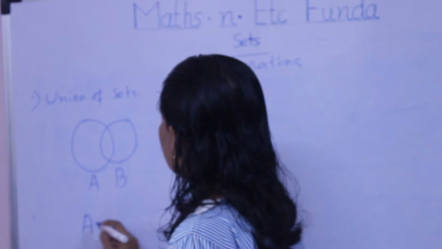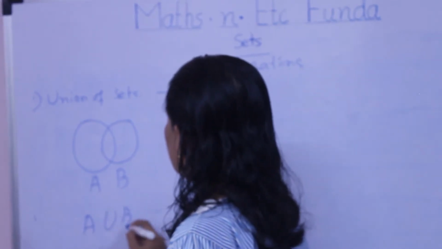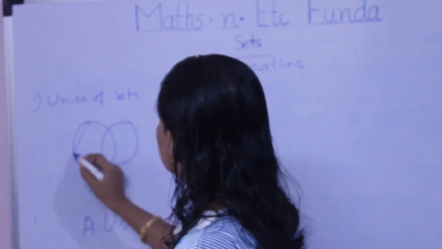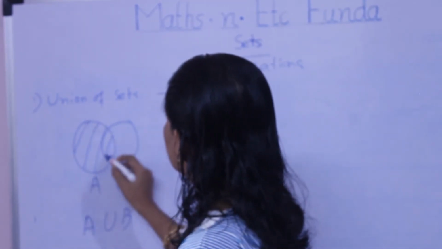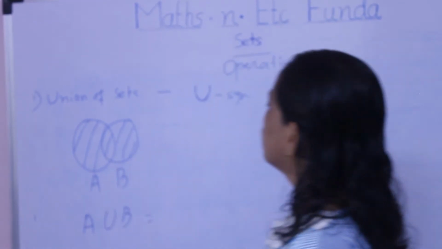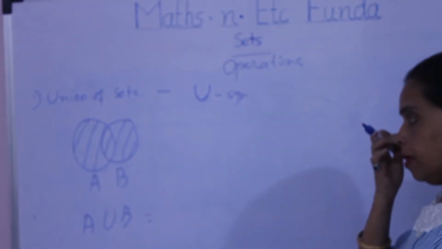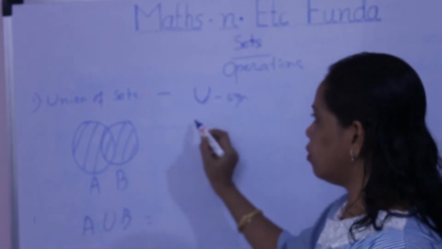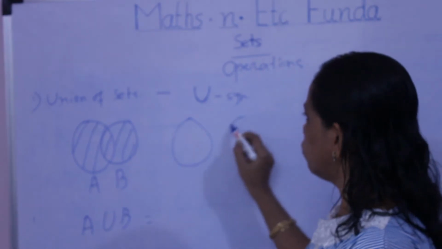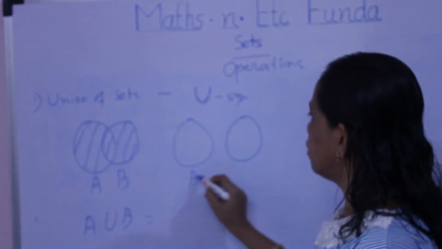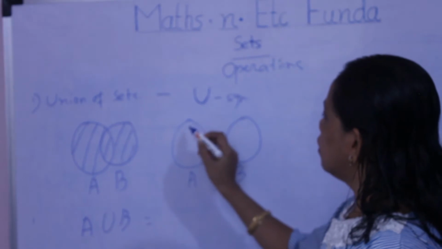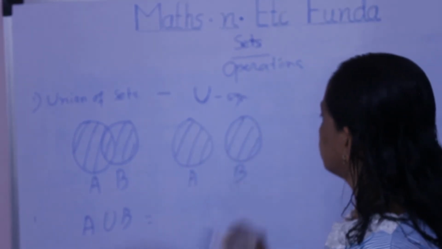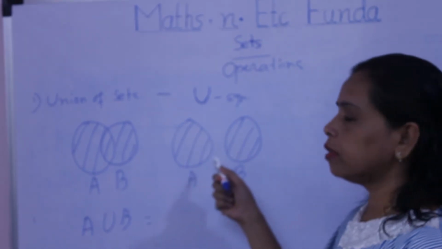So union of A and B, that is A union B, equal to this shaded part. This is A union B. If the 2 sets do not have any common portion, that is 2 sets are like this, A and B, this set is also union of sets. These 2 portions we consider.